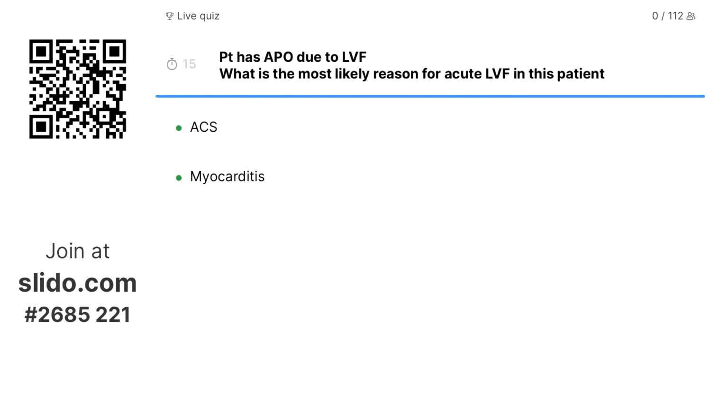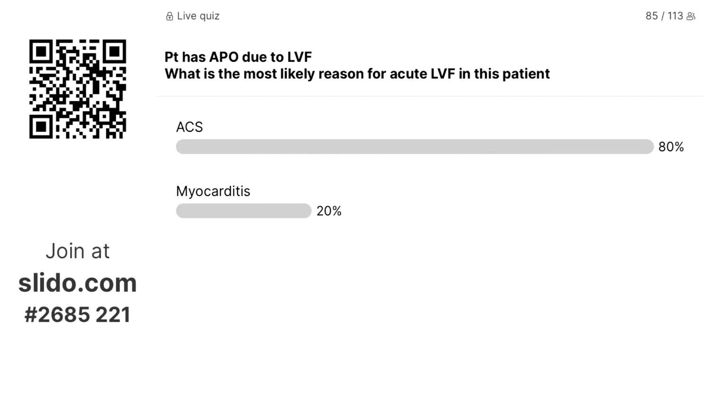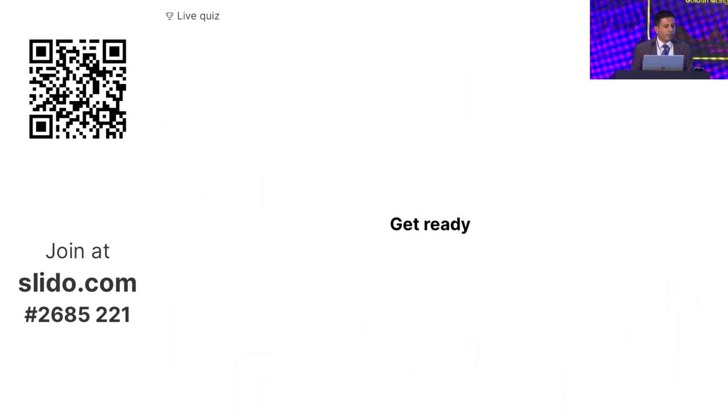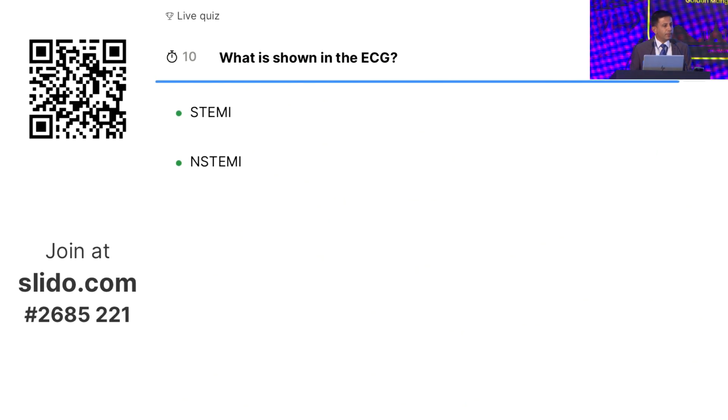Next question. Now, patient has APU and LVF both. What is the most likely reason for acute LVF? Is it acute coronary syndrome or myocarditis? Yes, it is acute coronary syndrome, which is the one which comes very suddenly. Myocarditis would take days, isn't it? We did an ECG. Have a look. What is shown? STEMI, non-STEMI.